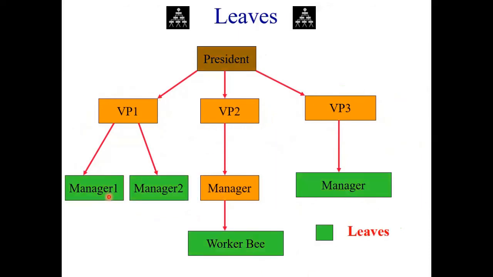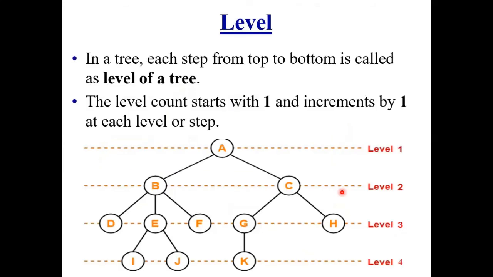So what is a leaf? Look at this: the node which has no children. The nodes which have no children are called leaf nodes. I marked the nodes in green: manager 1, manager 2, worker B, and manager. All these are called what? Leaf nodes.